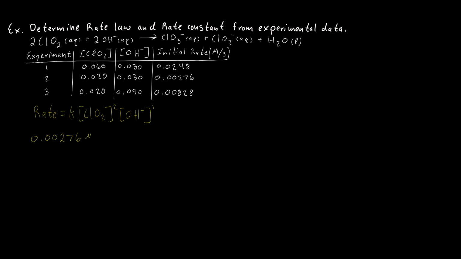0.00276 molar per second, and that's equal to K times the concentration of ClO2 squared times the concentration of OH to the first power. And if we plug this into our calculator, we should get that K is equal to 230 molarity to the negative second, seconds to the negative first.